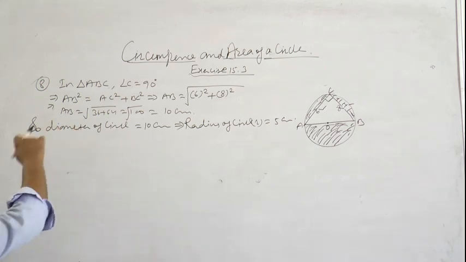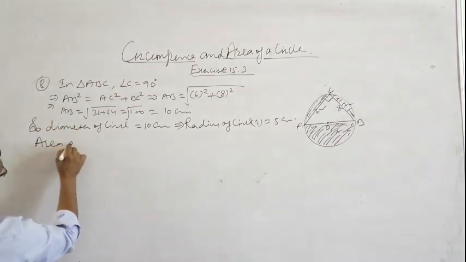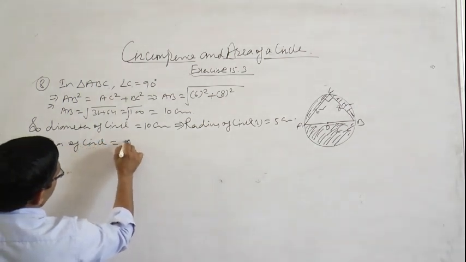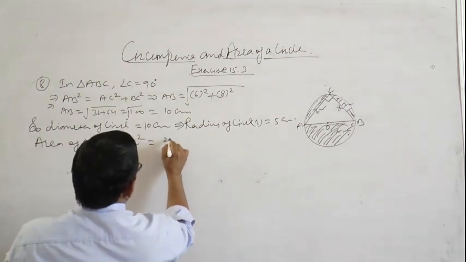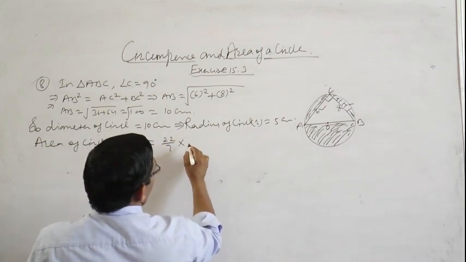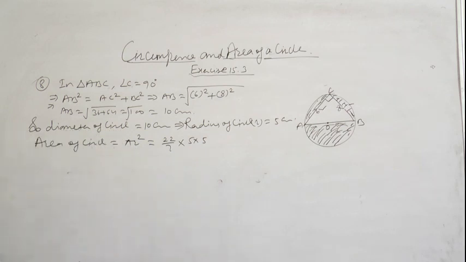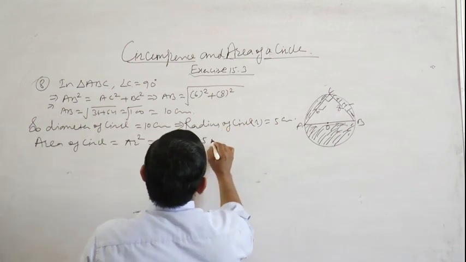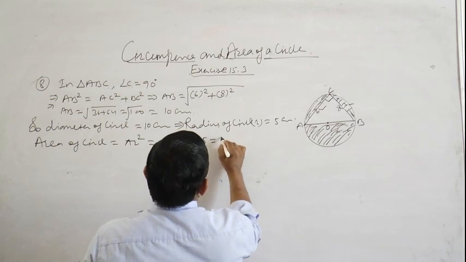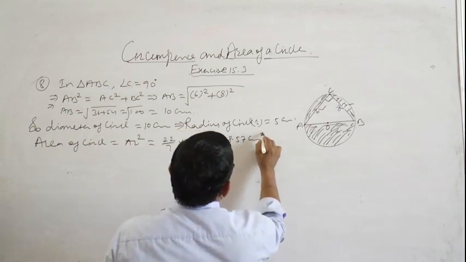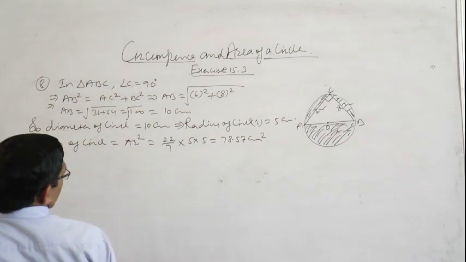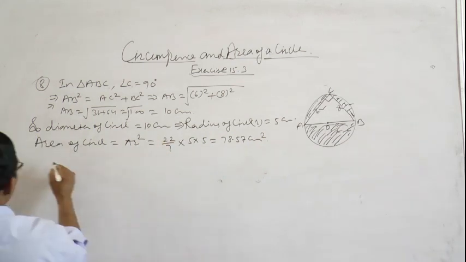Now area of circle. Area of circle is pi r square, equal to 22 upon 7 multiply 5 multiply 5. After solving, we get 78.57 centimeter square. Then area of triangle.